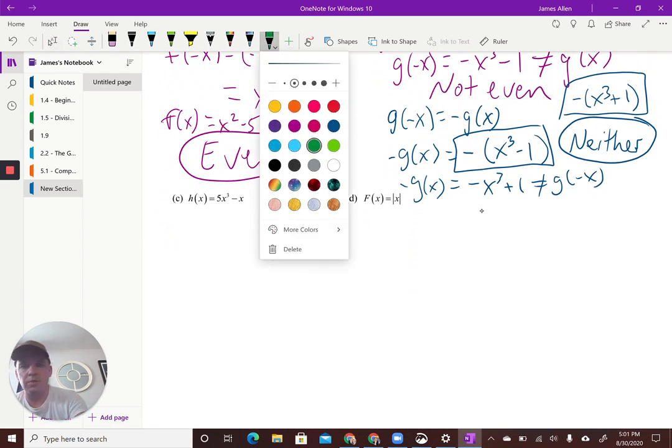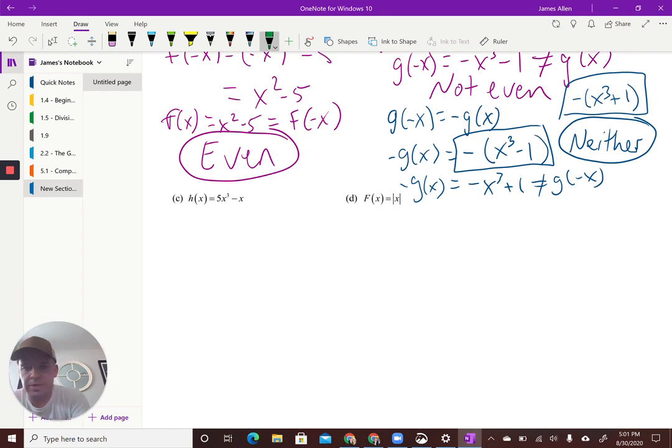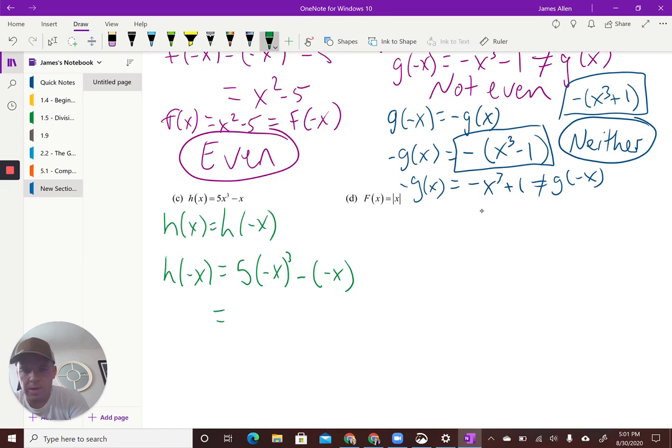I'm going to go with green. So let's see here. First, we'll test to see if it's even, meaning does h of x equal h of negative x? If I do h of negative x, I substitute in a negative x here. What do I get? Well, we know that the negative stays the same when it's cubed, right? It doesn't change the sign. I get negative 5x cubed, and then I would get plus x. So that is clearly not equal to h of x. So it is not even.